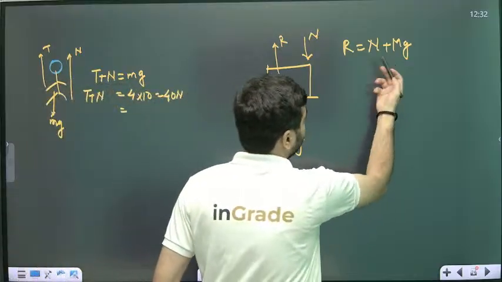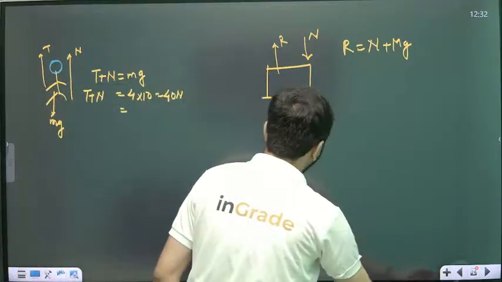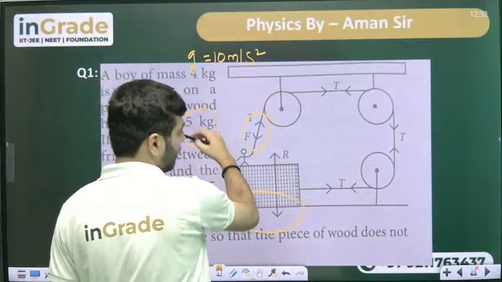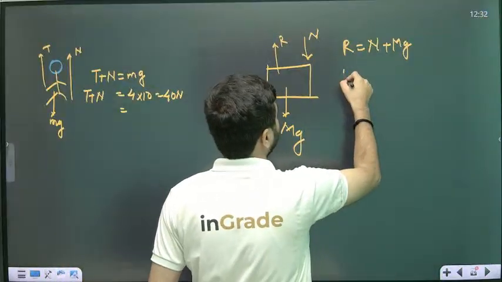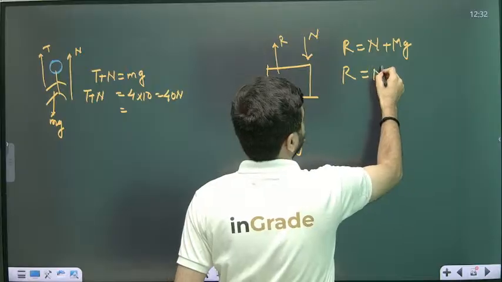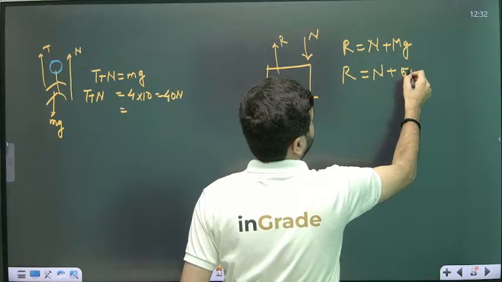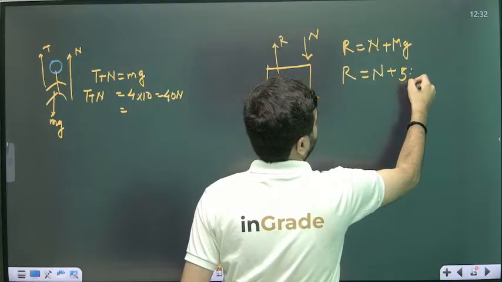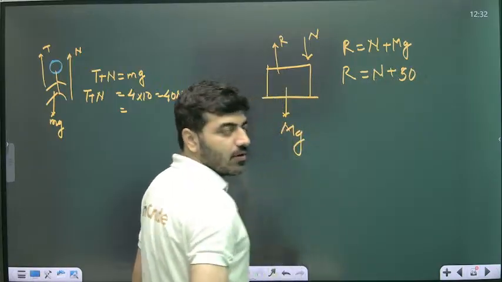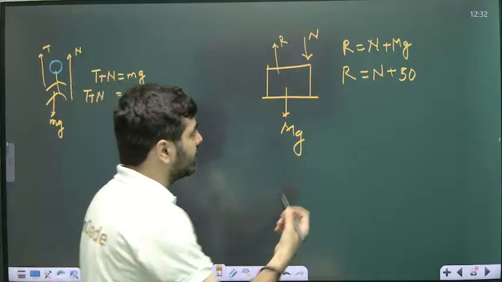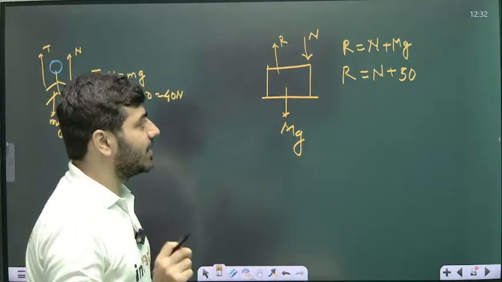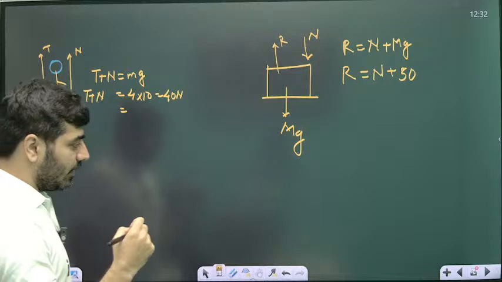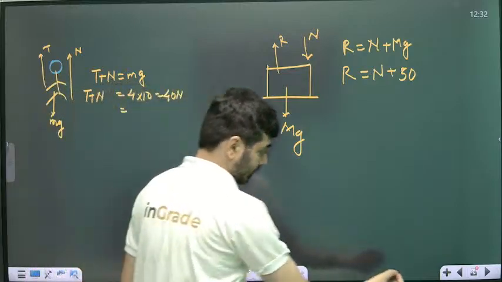What will be the mass of the block? It is 5 kg. Then R will be N plus 50, where 5 is the mass of the wood block and 10 is the gravitational acceleration. One more free body diagram.